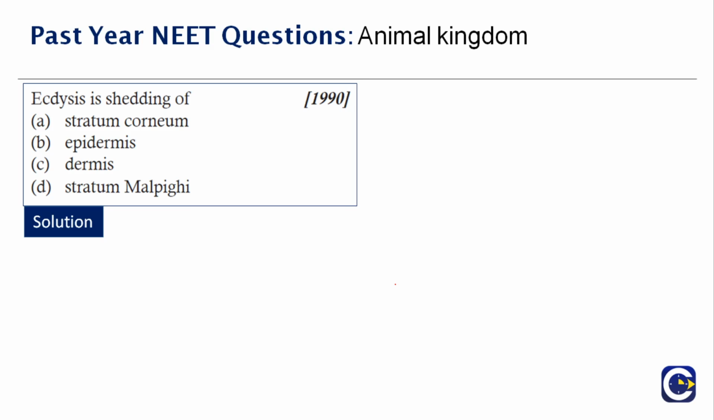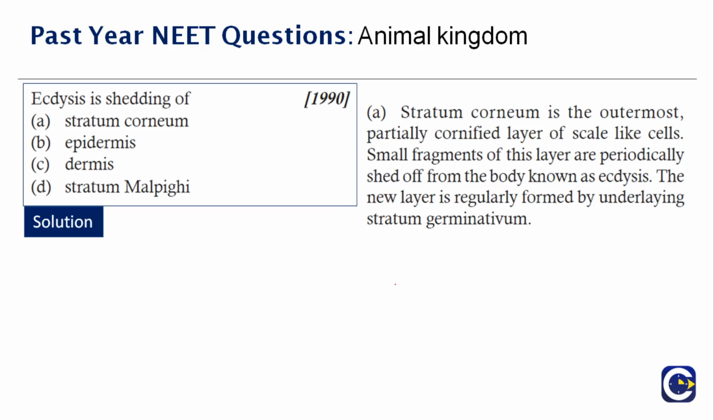So that is called stratum corneum. It is the outermost partially cornified layer of scale-like appearance. Small fragments of this layer are periodically shed off from the body, known as ecdysis. So this process of shedding you call ecdysis, and the part that is shed is called stratum corneum. The new layer is regularly formed by the underlying stratum germinativum. Therefore, the correct answer to this question is option A.